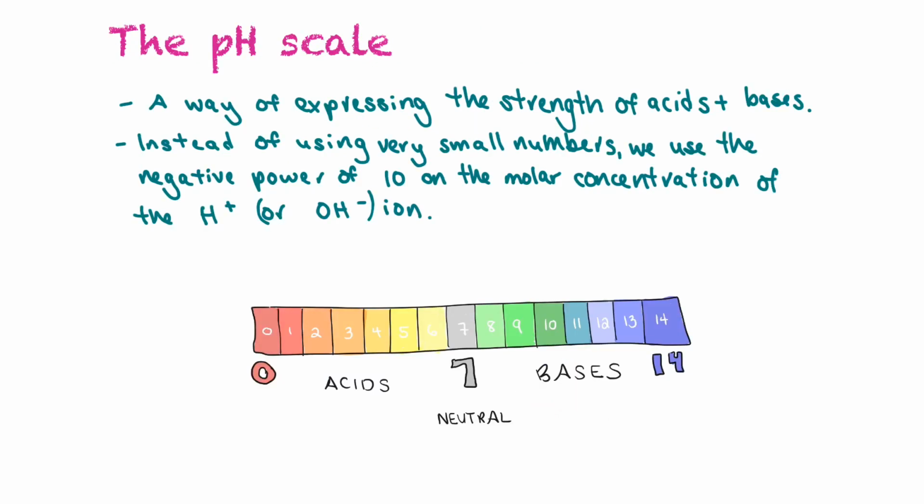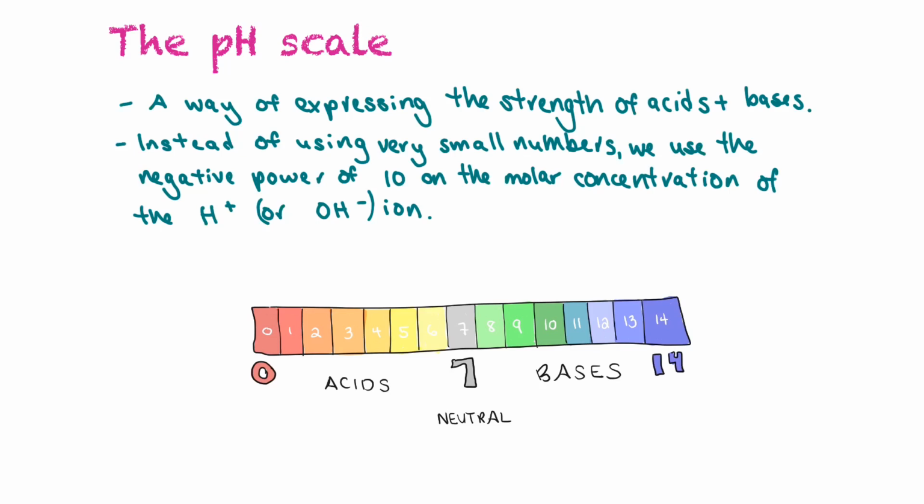Now we'll review the pH scale. So the pH scale is a way of expressing the strength of acids and bases. And we use this scale because if we were just using the molar concentration of hydronium or hydrogen or hydroxide ions, we would be using really small negative powers of 10, which is hard to manipulate. So instead we use a logarithmic scale to help us use numbers that are much easier to use.